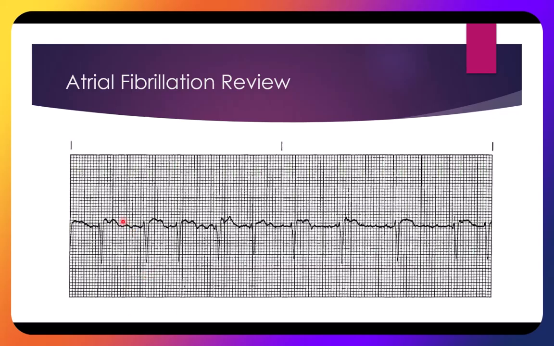You can see that the baseline is very, very chaotic, all right? And then if you measure your R-to-R intervals here, you can see that they are all over the place. So this would be your atrial fibrillation.